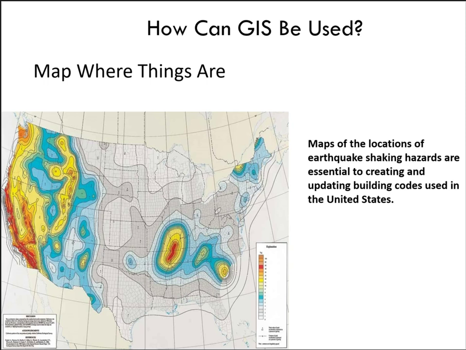So here is how GIS can be used: mapping where things are. This is a map of the location of earthquakes and shaking hazards, which are essential to creating updated building codes used in the United States. As you can see, there are lots and lots of earthquakes in California because of the San Andreas fault line there. So as you can imagine, if you're in California, you want all your buildings up to code for earthquakes, whereas in other parts of the country, it's not so important, since there are not so many earthquakes.